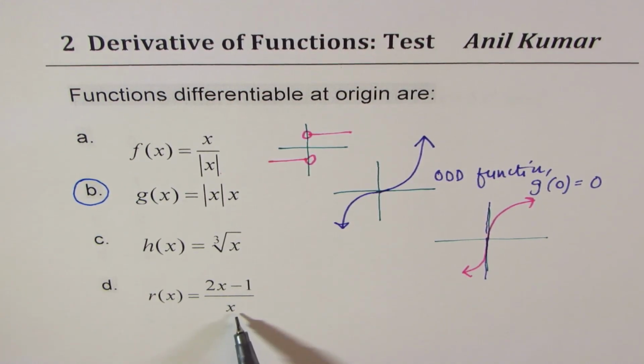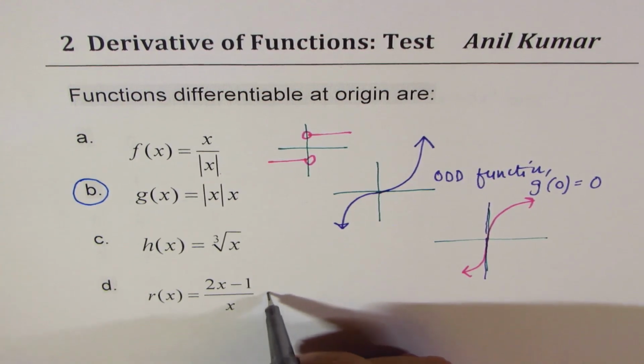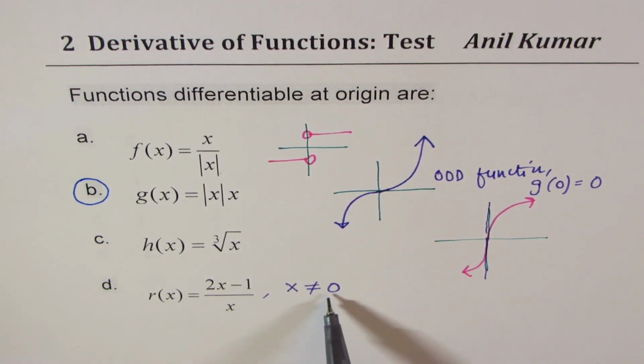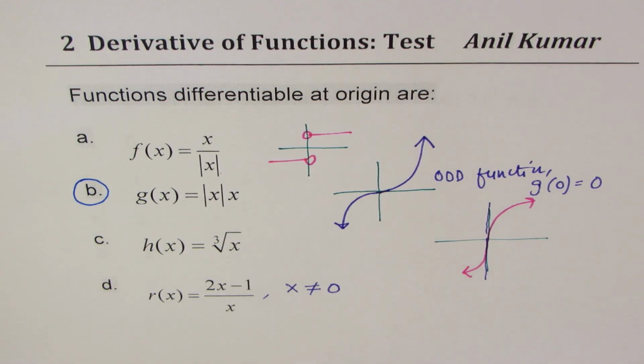And in this particular last one, the rational function, we have a restriction that x is not equal to 0. So if x is not in your domain, you cannot really draw a tangent line at this point and find its slope, right?